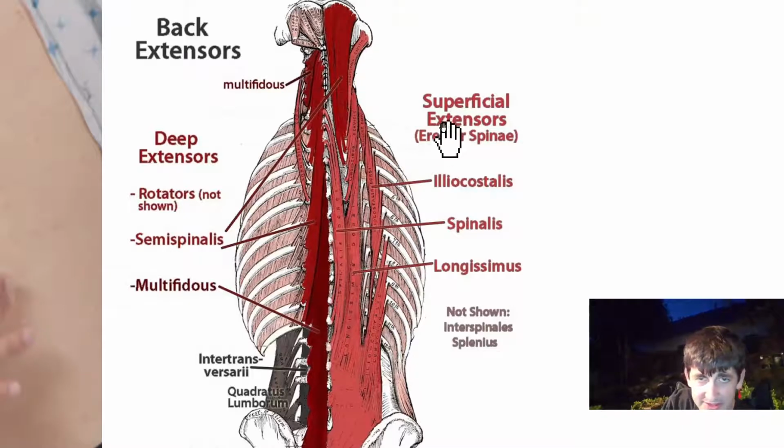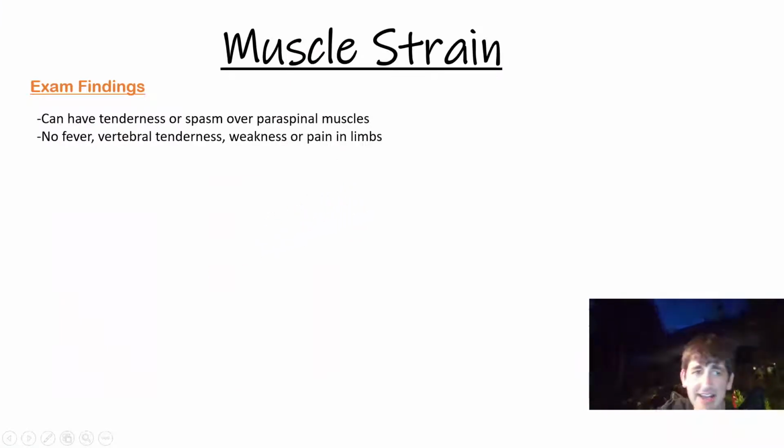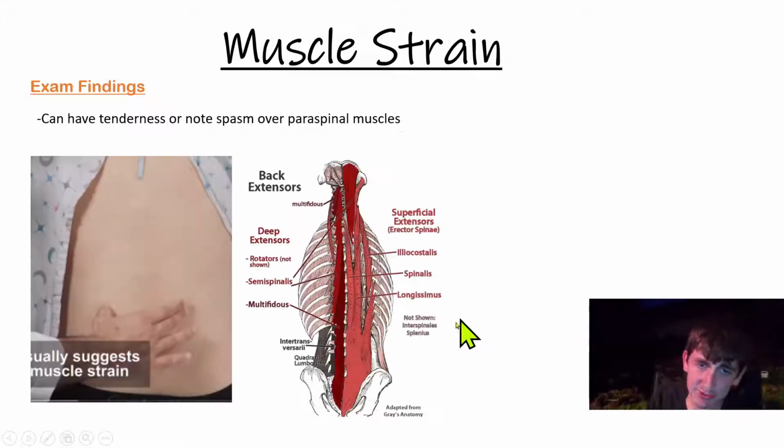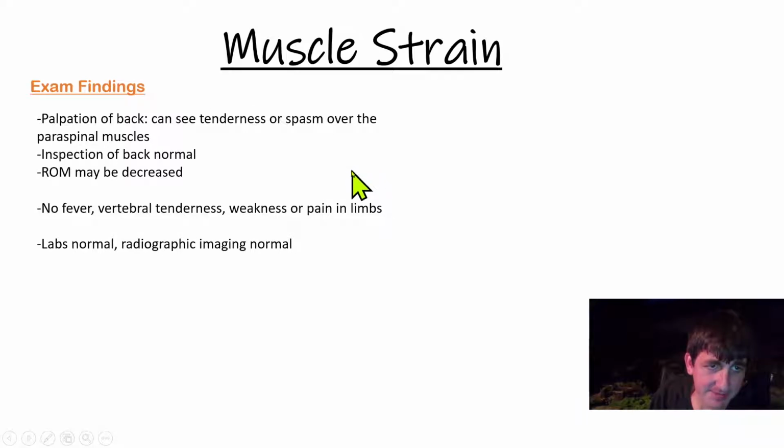You have your extensors, erector spinae. You have your deep extensors, superficial, deep. So yeah. Exam findings. Again, they can have tenderness, but you're not going to see anything like vertebral tenderness. So the spinous processes, not going to have tenderness there. You're not going to see fevers or chills or night sweats. You're not going to see any weakness in the limbs or sciatica or radiating pain.